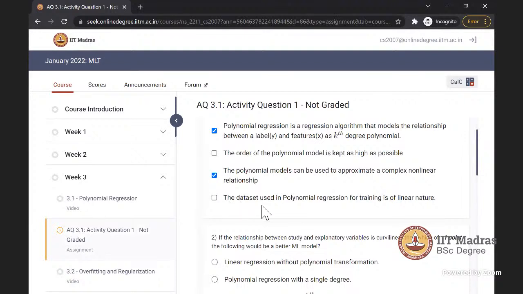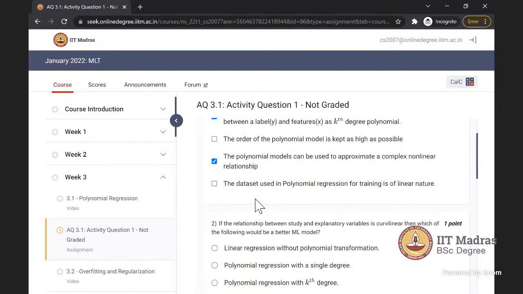The data used in polynomial regression for training is of linear nature. What do you think of this? No, it's false. Then it won't be a polynomial. We need to take the feature and convert it to the number of degrees, then only it becomes a polynomial feature. Exactly. If the data is of linear nature, then we don't need polynomial transformation at all. So this option is false.